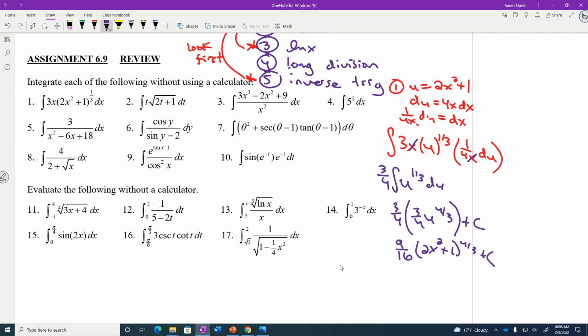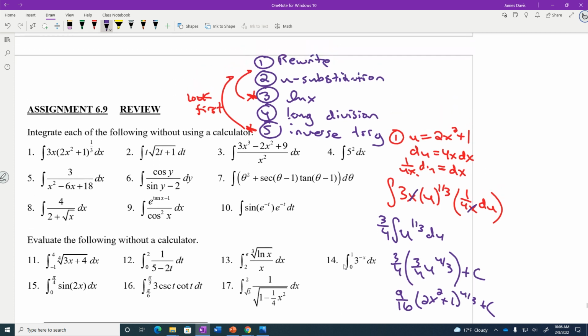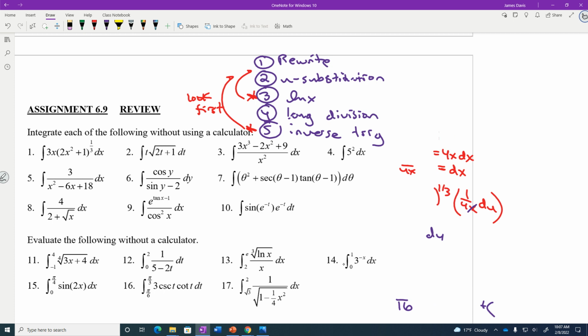Number 2. So, no way to really rewrite that, right? Not going to be a natural log. Long division is only when there's a fraction. Inverse trig is only when there's a fraction. So really, these last 3 are only options that get a fraction. So it's got to be a u substitution. That's really our only option, right? So it might not be immediately clear what's going to happen, but it should work. We just might have to do a little finagling.